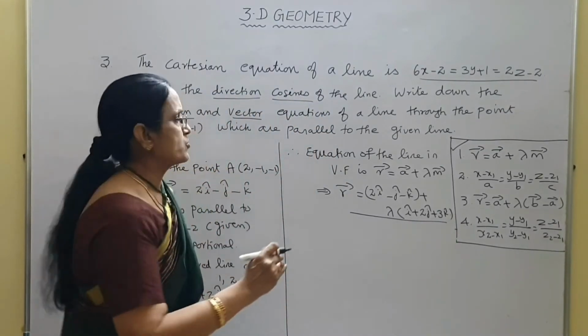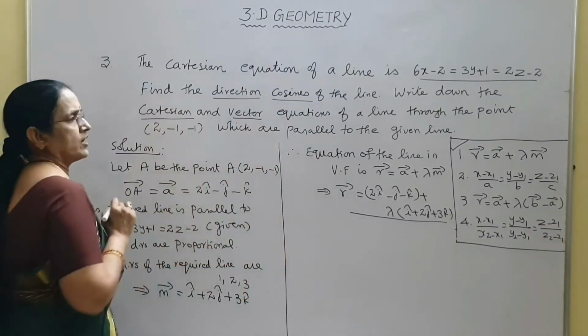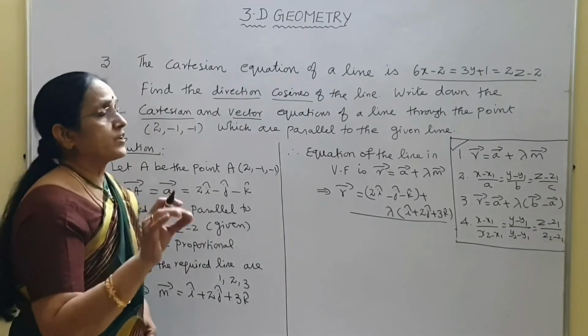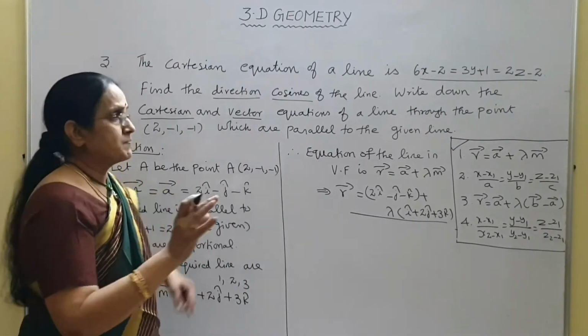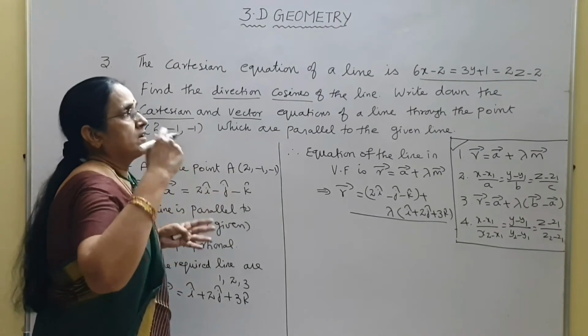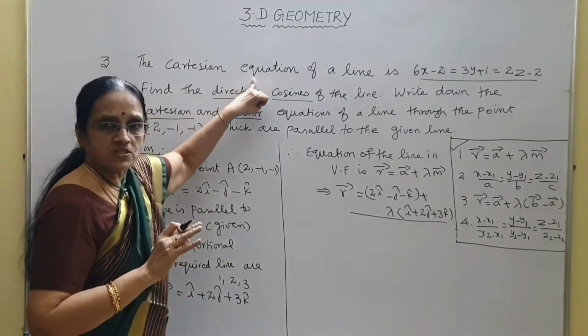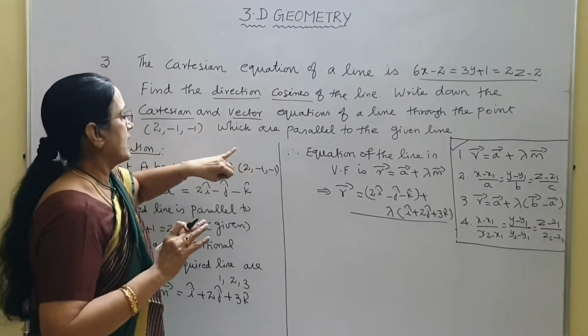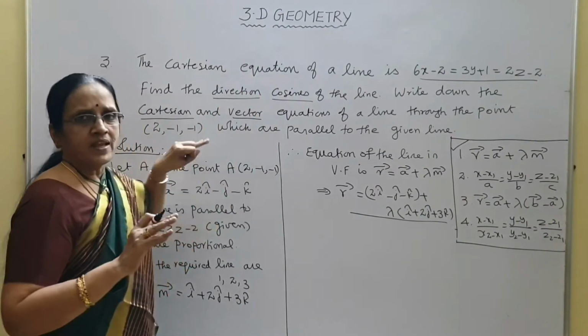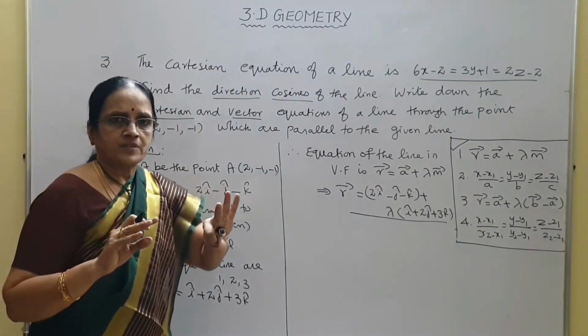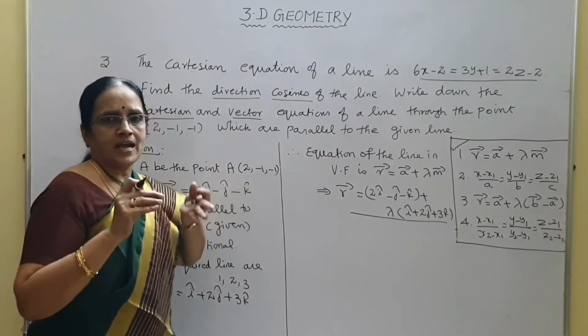Now, my aim is to write the equation of the line in Cartesian form. You have to read the question properly. This particular question has three parts. One is, you need to first write the direction cosines, then the equation of the line in vector form as well as in Cartesian form. So, all the three will have to be answered by you.